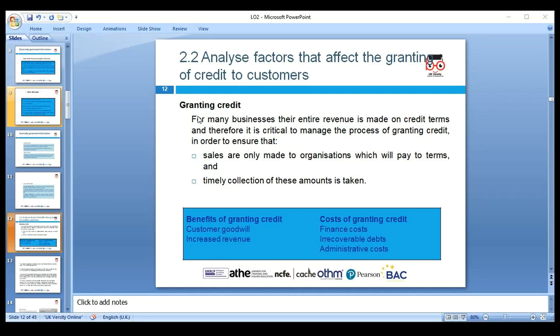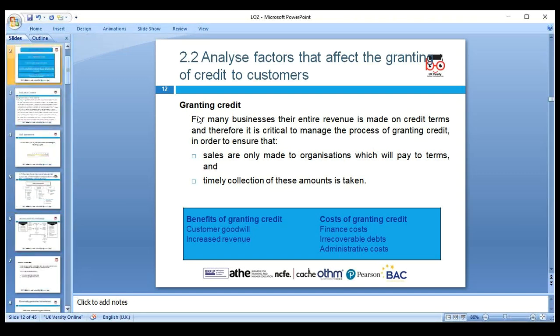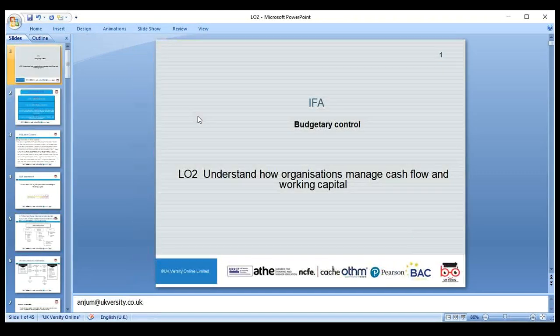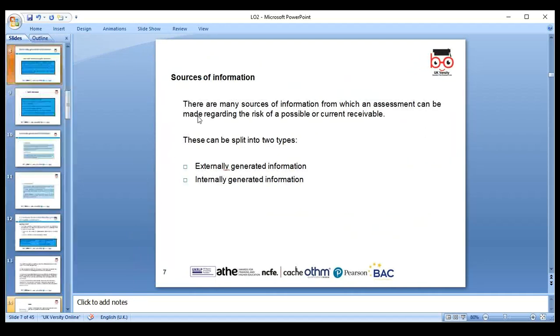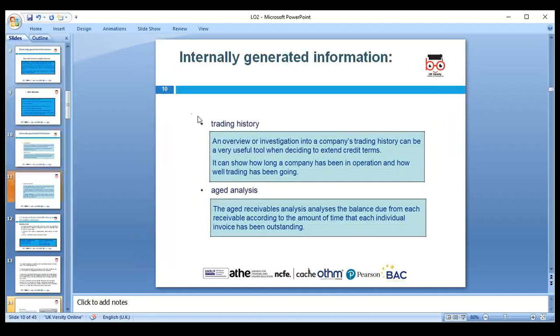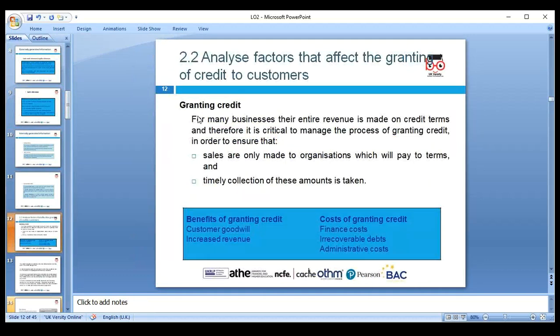Yes, so what are customer goodwill, increased revenue, and the cost of granting credit? We always need to measure those as well, before we make the final decision either to grant credit or not grant credit. So that's all we need to look at.